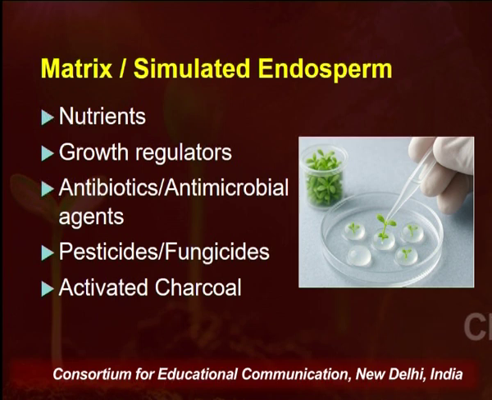Then the third component is the matrix or the simulated endosperm, which will provide all the nutrients to the explant material to retain its ability to grow and to get converted into a plant. This matrix is composed of suitable amounts of nutrients, growth regulators, antimicrobials, pesticides and fungicides, and activated charcoal. Activated charcoal helps in absorption of certain toxic substances released by the cells, and it also absorbs certain nutrients, allowing a sustained release of the nutrients in the media.